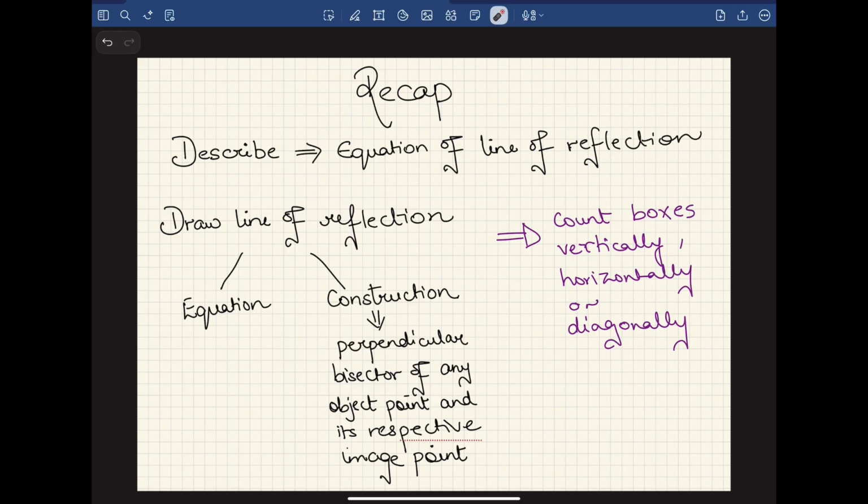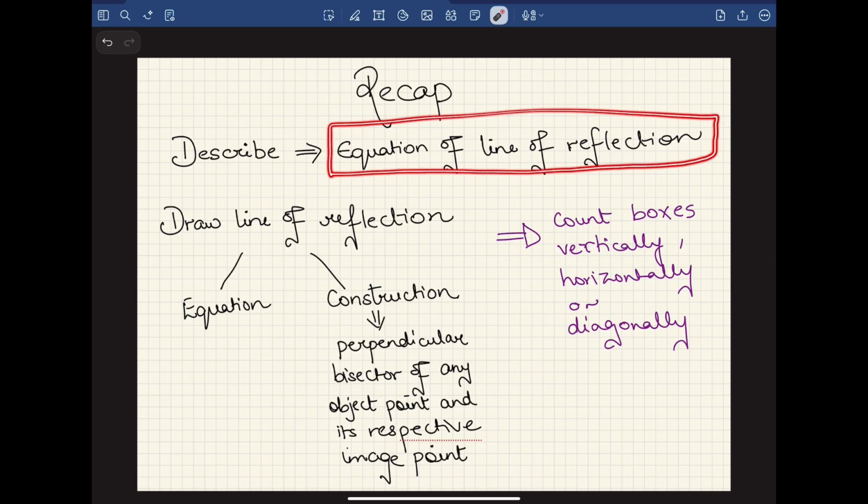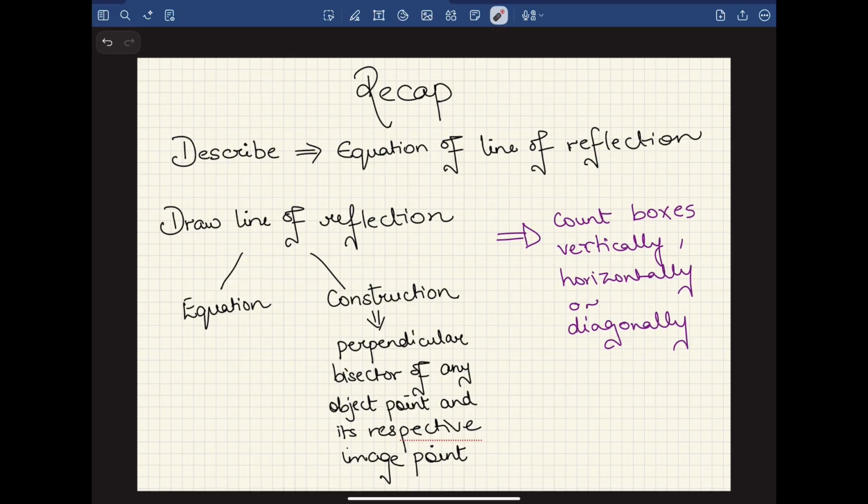If they ask you to describe the transformation, in this case reflection, you're going to describe it by finding and writing down the equation of the line of reflection. After doing that, you are going to draw the line of reflection, and you can draw it using the equation that you found, or you can construct the line of reflection using the perpendicular bisector of any object point and its respective image point.